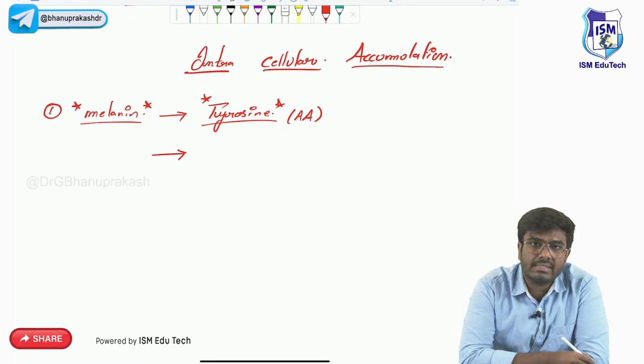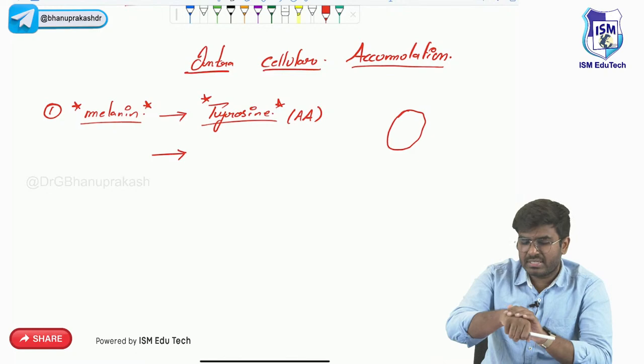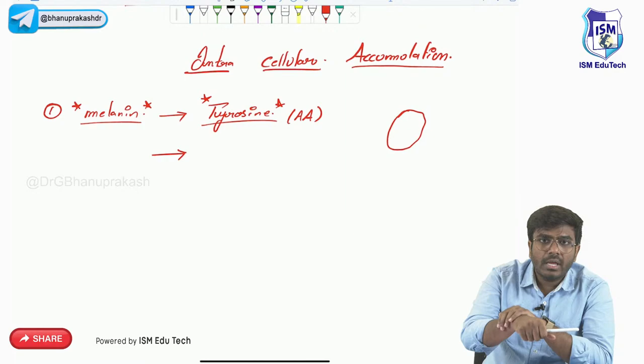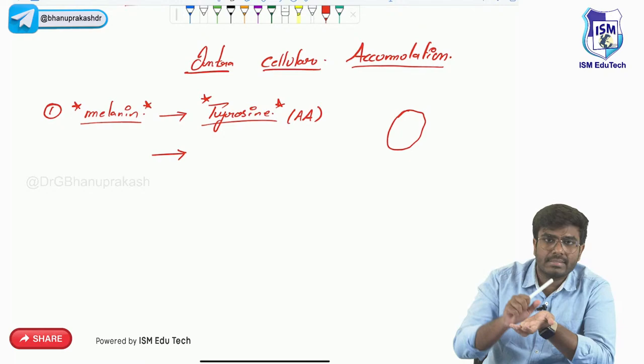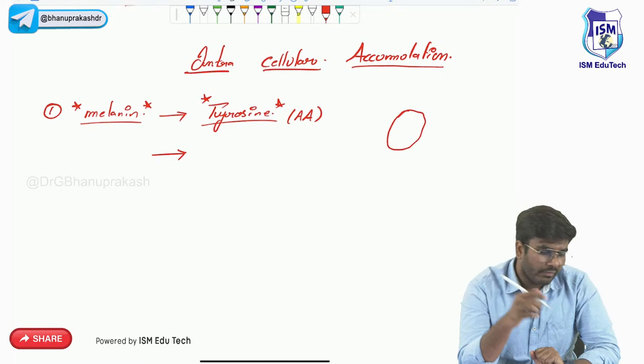If you want to stain this melanin inside the cell, this is the cell. Our skin cells are keratinocytes, right? Inside our keratinocytes, melanin is present. If you want to know whether a cell is having melanin or not, you have to put certain dyes. So, what is the stain or dye to see the melanin? Anyone? Melanin starts with the letter M, and the stain also starts with the letter M.